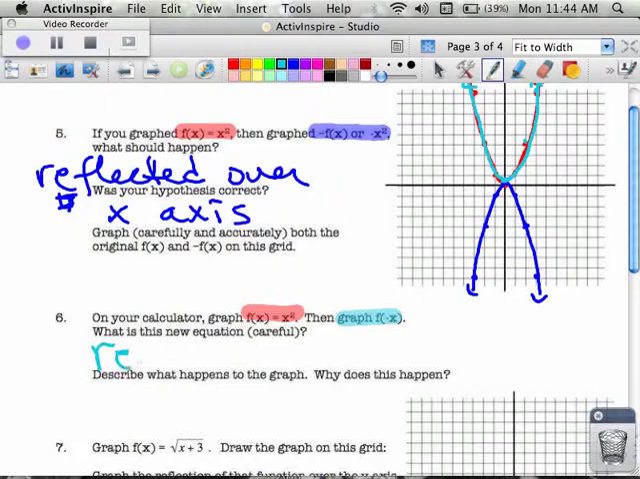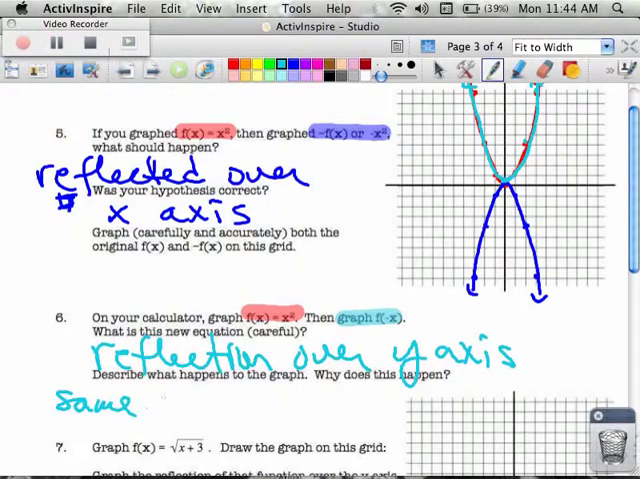So it's a reflection over the y-axis, but in essence, it's the same graph as f of x equals x squared. Because when you square a negative, it's positive. And that's why. So it didn't really change what it looked like. Kind of weird. True for even functions, like x squared, x to the fourth, x to the sixth, kind of thing. Kind of a weird deal.